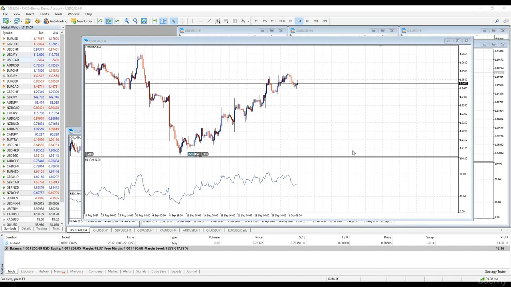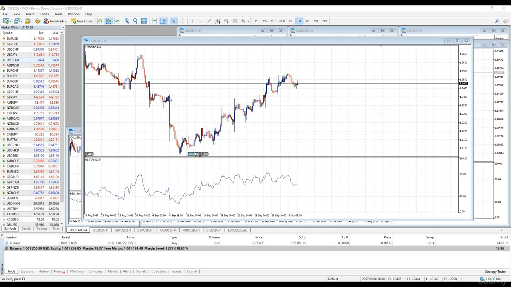In this lecture, I'll explain continuations and reversals. Alright, so we're taking a look at USD CAD on a 4-hour time frame. And I just want everyone to focus on this area here for a second.